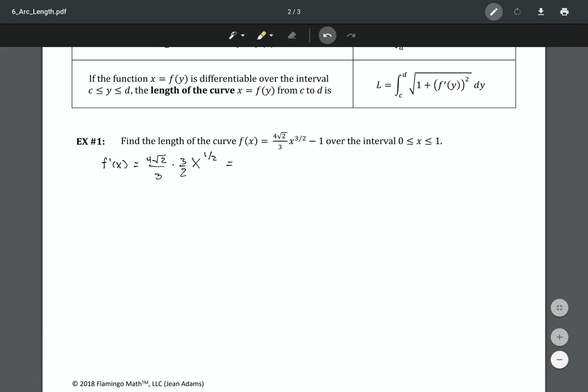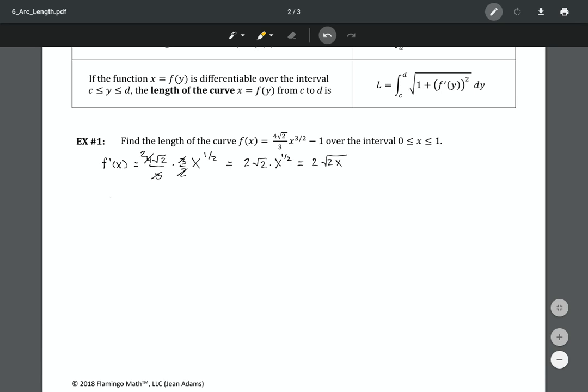Now, let's see if I simplify this, that's going to cancel this. This is going to give me a 2 over here. So that's going to be 2 square root of 2 times x to the 1/2. Which, since x to the 1/2 is the same thing as the square root of x, I can actually rewrite this as 2 square roots of 2 times x, all of that inside the square root.